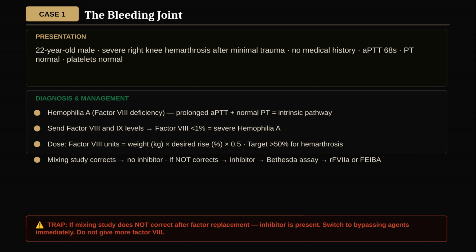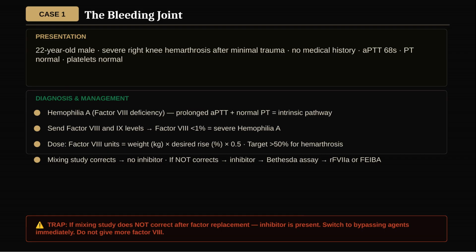Send factor 8 and factor 9 levels. Factor 8 level comes back at less than 1%. Hemophilia A, severe. Give recombinant factor 8; dose in units equals weight in kilograms times desired percent rise times 0.5. For a hemarthrosis, target factor 8 level above 50%.